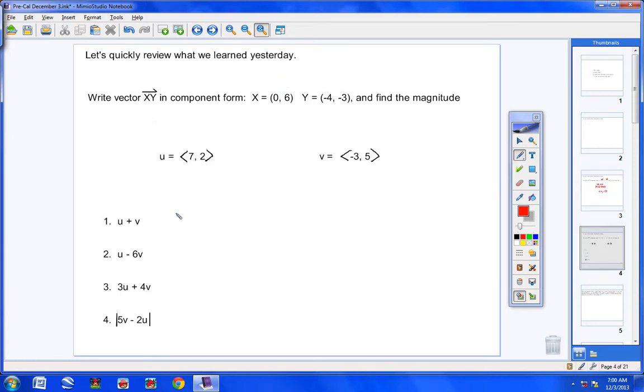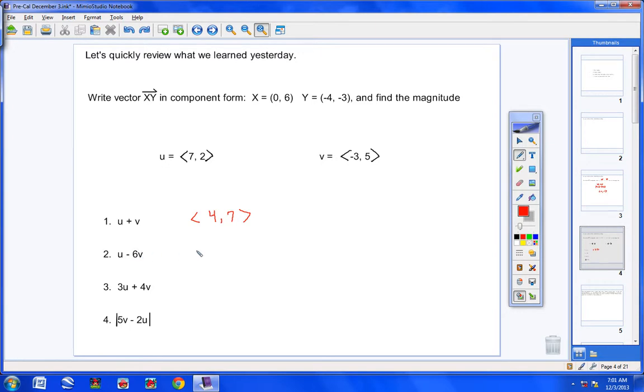And we also learned quickly how to do some calculations with vectors like u plus v. Well, that would be 4, 7. I just added my first numbers together, and then I added my second numbers together. Okay, so we learned that yesterday. We also learned, let's see, we have u right here. Hold on one second, let me fix what I did. There we go.